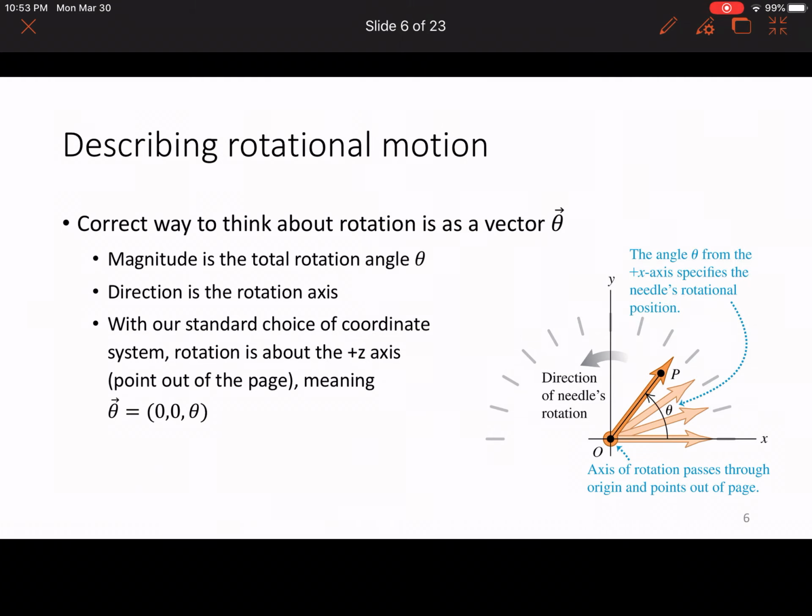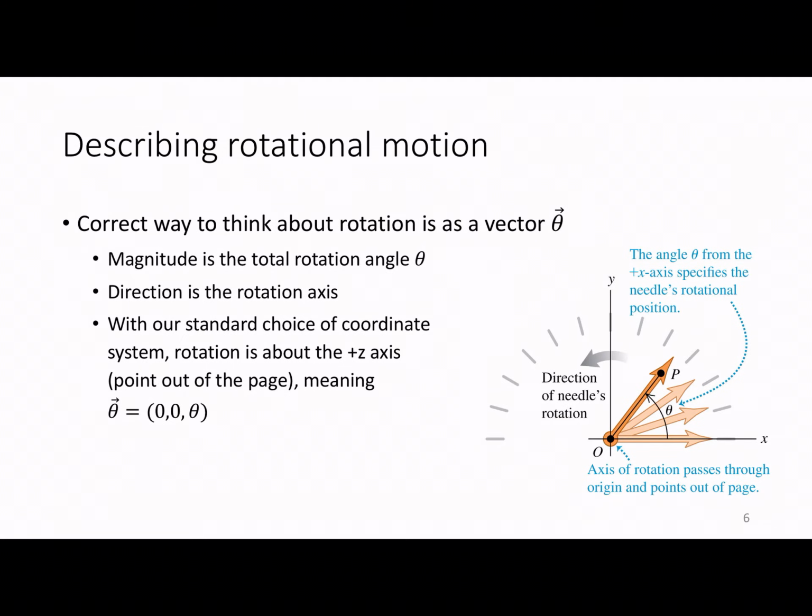So for example, if we consider this compass needle example that we have over here on the right, what's happening is this compass needle is rotating within the XY plane, meaning that the axis it's rotating around is actually the Z axis. And here, as we'll discuss in a couple of slides, this is most appropriately thought of as the plus Z axis.